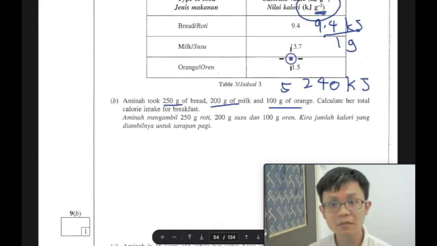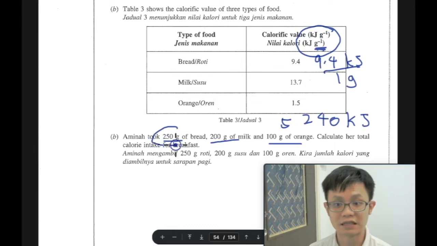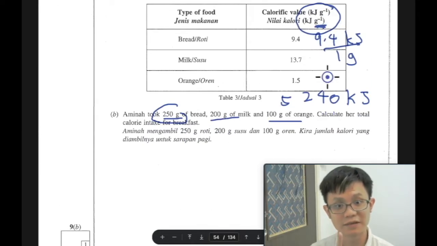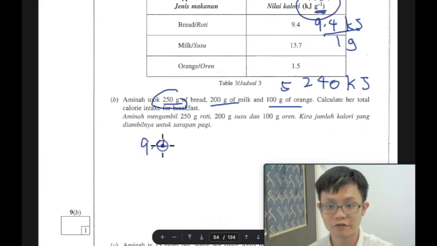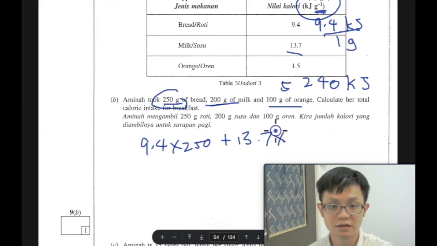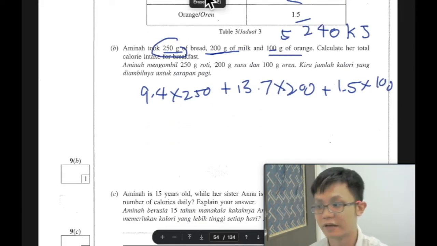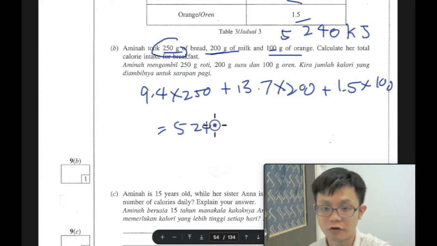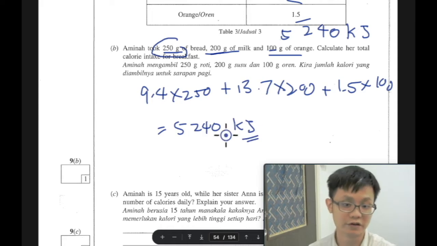Mathematical calculation. Because 1 gram is 9.4, if you eat 250 gram, you times 250. So it will be 9.4 times 250, plus 13.7 times 200 gram, plus 1.5 times 100 gram, and eventually you will get 5240 kilojoule. Okay, this is the unit. If you didn't write the unit, it's wrong.